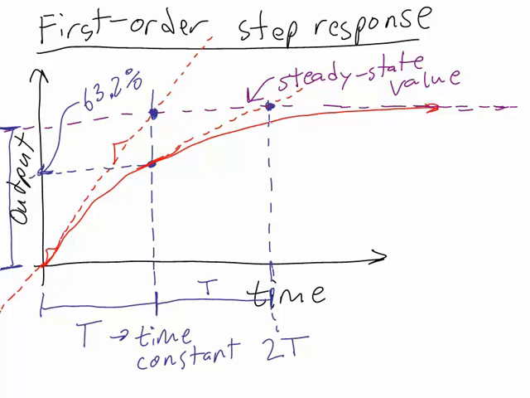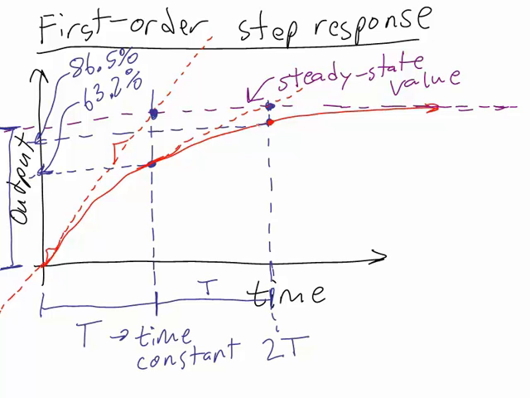If I would then take the intersection point right here and dash it back to the output value, the percentage here would be 86.5% of the way from the 0 output to the final steady state output. I could continue this pattern.